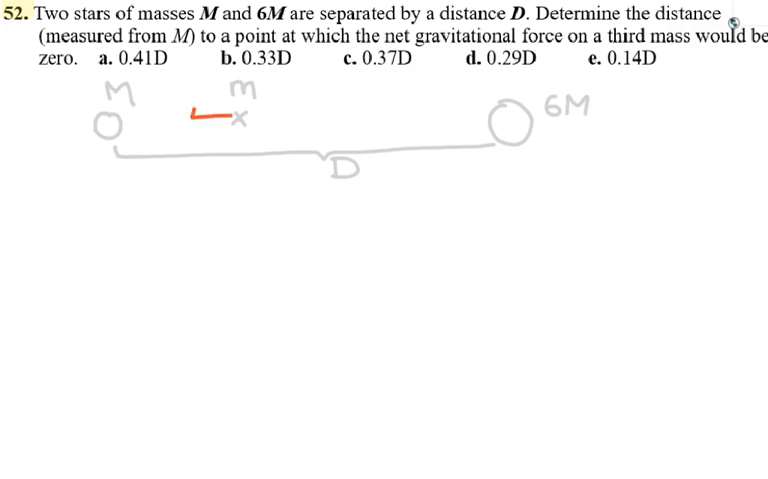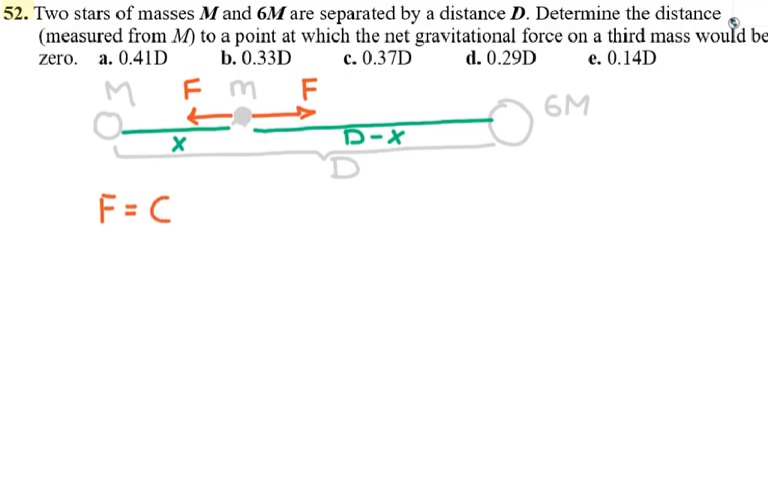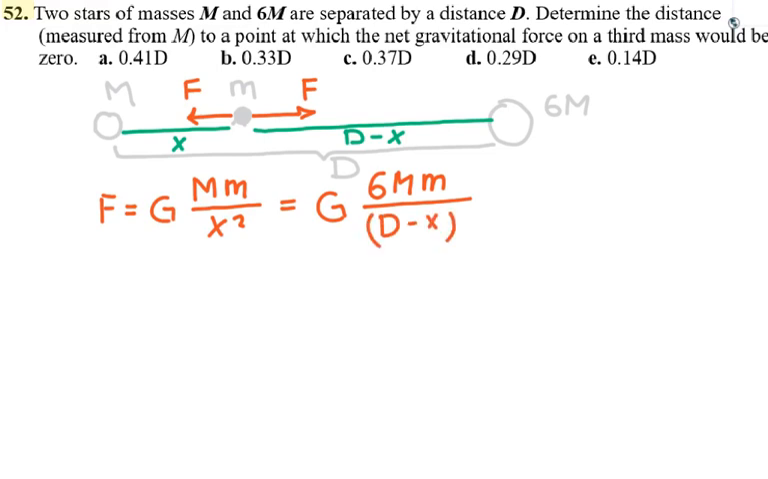That means the force acting this way is exactly the same as the force acting this way. So this distance right here to this mass, I'm going to call it x. And this distance is d minus x. So this force and this force are both equal to each other. The force on the left is equal to G m little m over x squared, and that must be equal to G 6m little m over d minus x, squared.